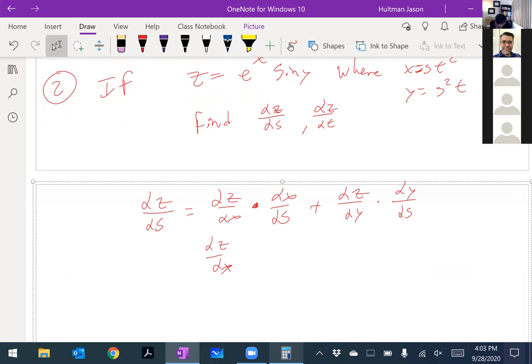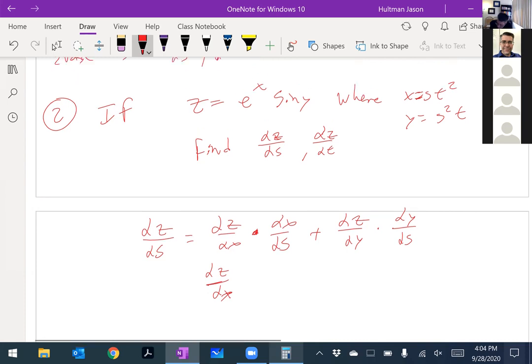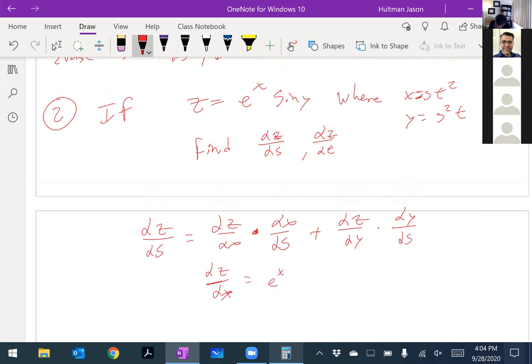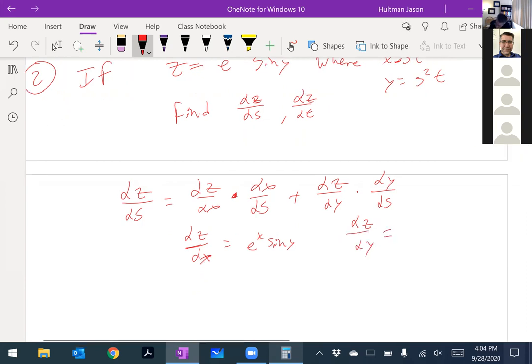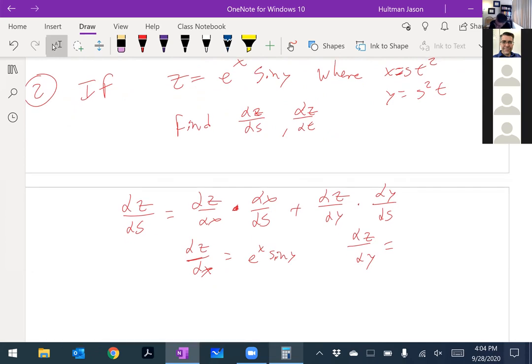Partial of z with respect to x, well, that's just going to be keep x the variable and make y the constant. So this is going to be e to the x sine y. Derivative of e to the x is e to the x. What about dz dy? Well, dz dy is going to be e to the x, treat that as the constant, and then this is going to be cosine y.